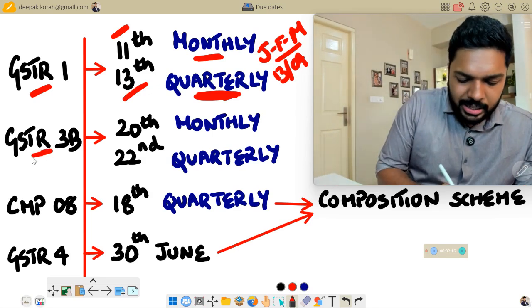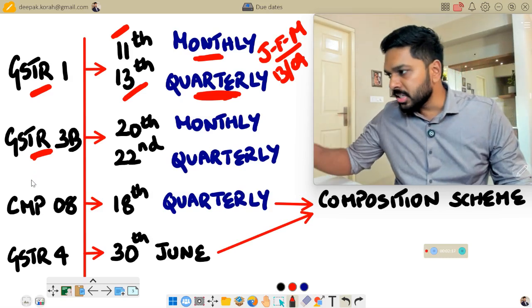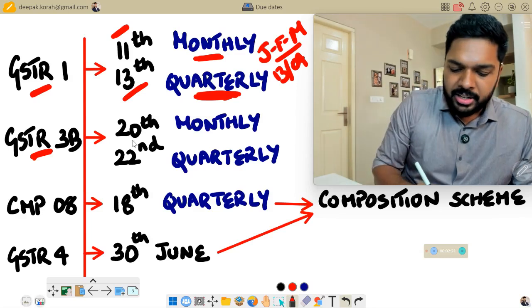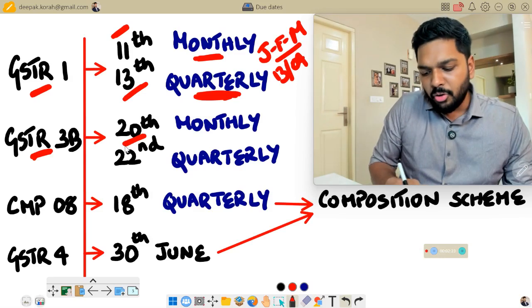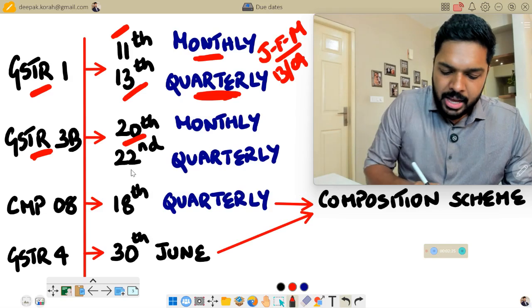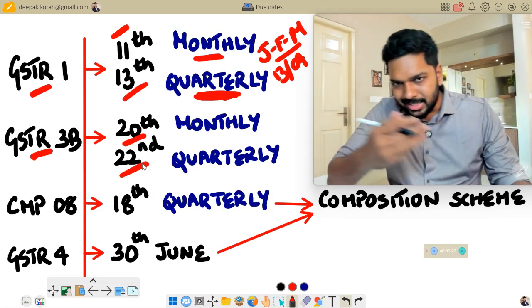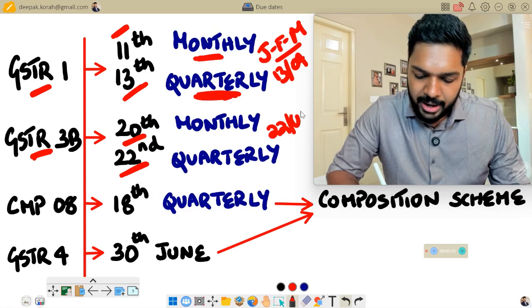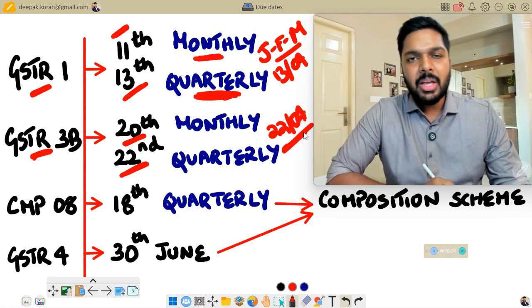For GSTR-3B, which is basically the return where you show your sales, purchases and calculate your net GST for payment, for monthly filers, it is 20th of the month, and for quarterly filers or those under the QRMP scheme, it is 22nd of the month succeeding the relevant quarter. So again, for Jan, Feb, March, it will be 22nd of April, the due date to file GSTR-3B for QRMP scheme taxpayers.